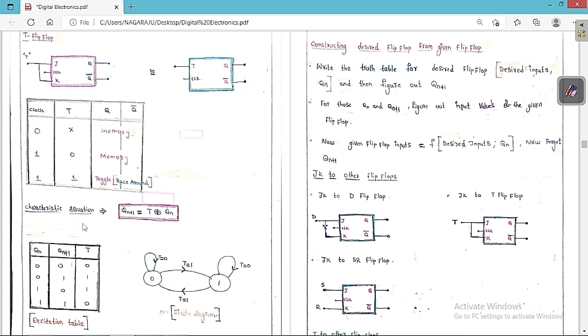Now if you want to derive the characteristic equation, I already told you, for T and Qn, try to figure out Q of n plus 1. For this input T, the output Q is changing to Q of n plus 1. For T and Qn, two input variables, there are 4 combinations. Find the value of Q of n plus 1, and with the help of it, figure out the relation between T and Qn with the help of a K-map. Then you are going to get Q of n plus 1 is equal to T XOR Qn. This is the important point that you always have to keep in your mind. This is called the characteristic equation.